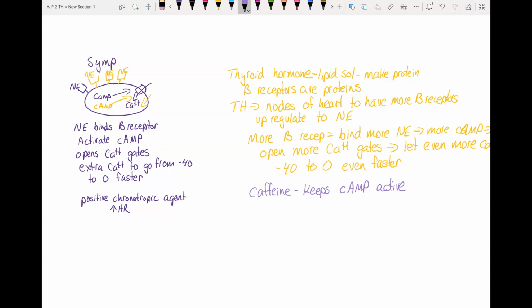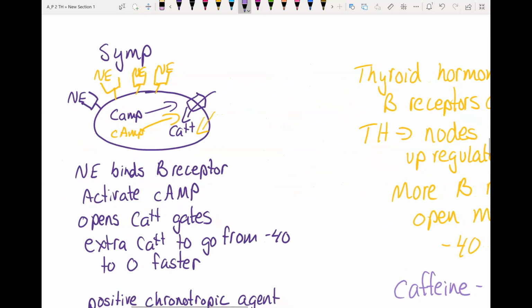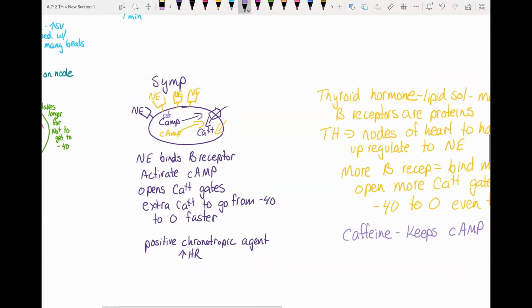So in a normal situation, norepinephrine binds the beta receptor, you get cAMP, cAMP opens the calcium gate, and extra calcium comes in. And then that's it, you're done until the next time norepinephrine binds. Well, if you have caffeine in here, the caffeine tells the cAMP, hey, keep opening calcium gates, don't stop. So if you have caffeine, norepinephrine binds the beta receptor, you activate the cAMP, and then caffeine makes it stay active. So then it keeps letting extra calcium in.